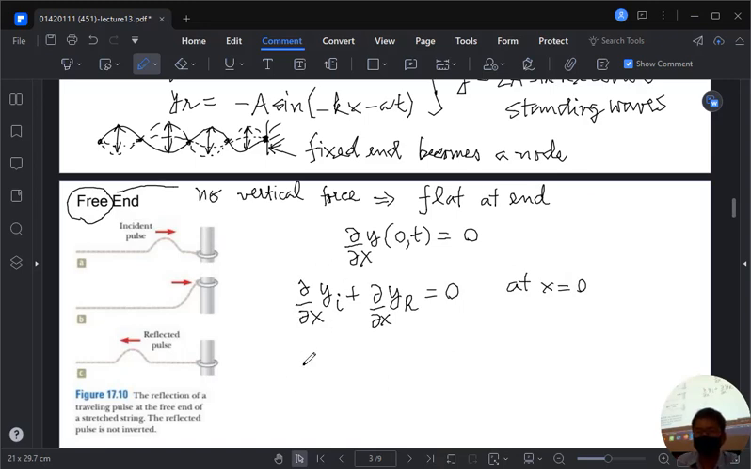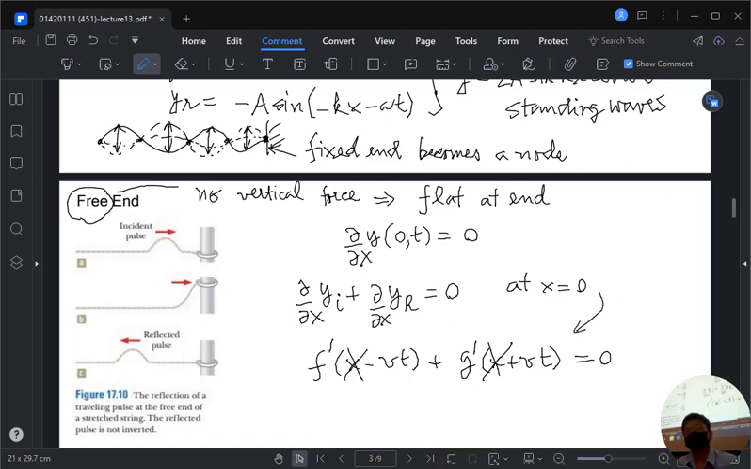Okay? What is this? This is F prime of x minus vt plus g prime of x plus vt is zero at x equals zero. Sorry, x is gone, right? Because x is zero. This is true everywhere. That means the slope of g is the same as the slope of f on the other side of the x-axis.